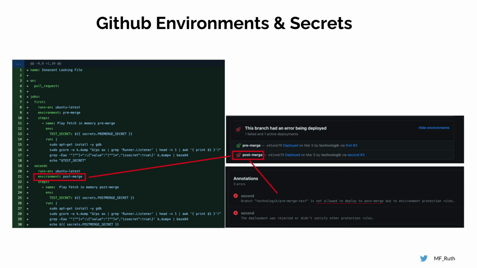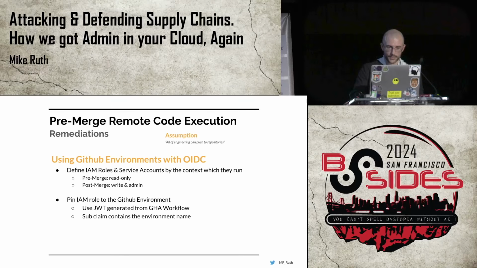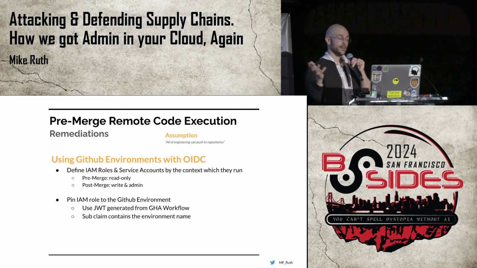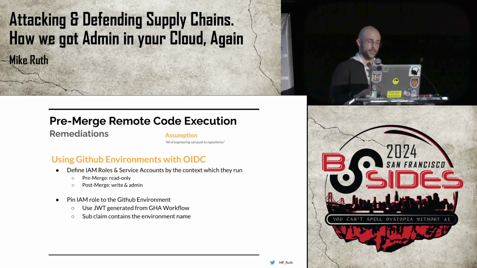we can actually see here down at the bottom right that our code was no longer allowed to get access to the post-merge environment because of the protection rules that are in place. So that means that our branch can no longer get access to the secrets that allowed us to perform the secrets exfiltration that we were worried about. This can also be applied to the OIDC federation use case that we talked about as well.